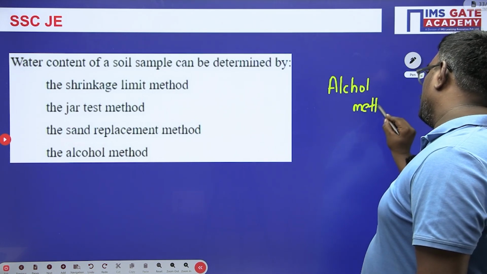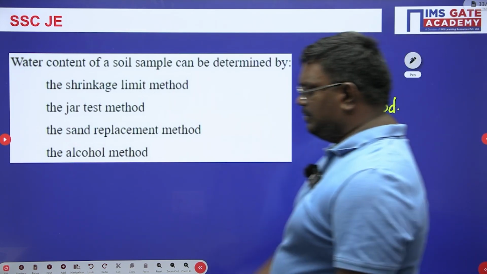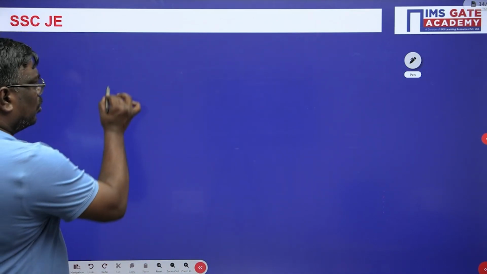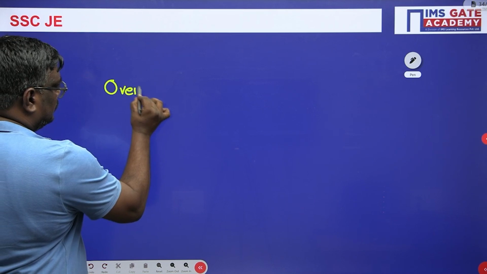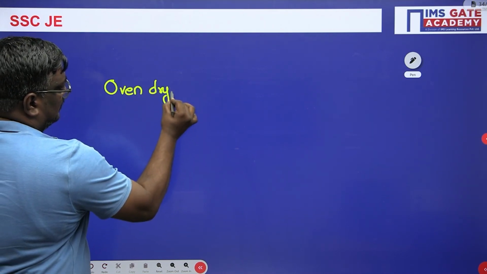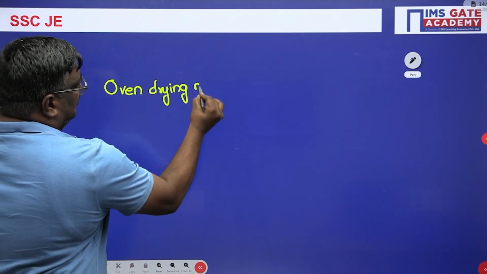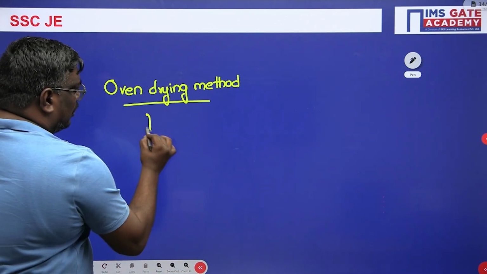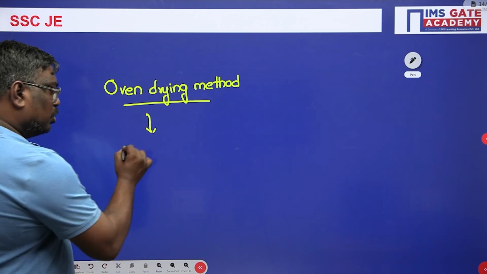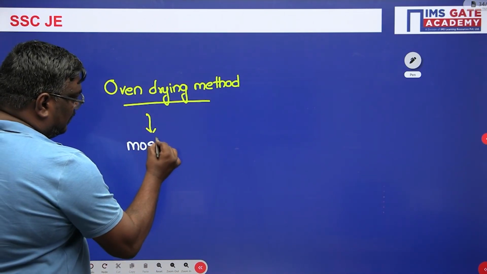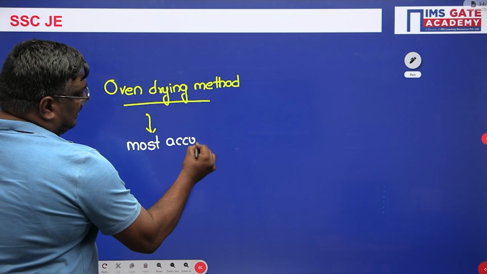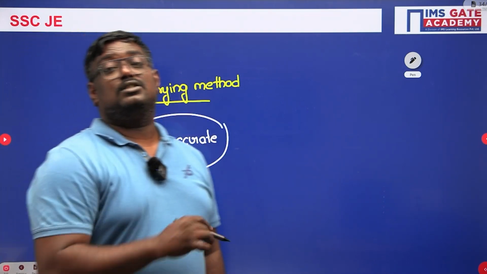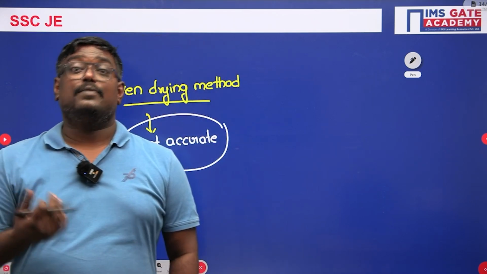Now, see students, if you ask me about the water content, we have different methods. We have a method called the oven drying method. Water content is determined by which method, sir? Oven drying method. And remember, my dear students, the oven drying method is the most accurate method, and a temperature of 105 to 110 degrees is maintained for 24 hours. But it is the most accurate method, and it will take more time.